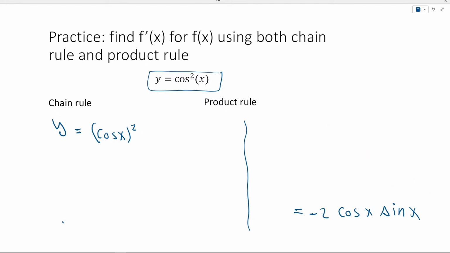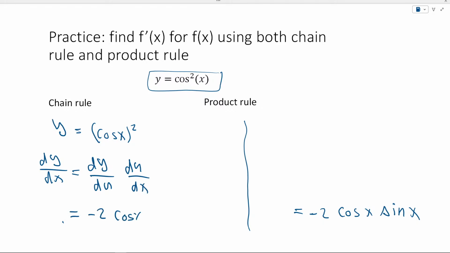So let me write the chain rule: dy over dx equals dy over du times du over dx, and that will give us negative 2 cosine x sine x. Yeah, that is with this one.